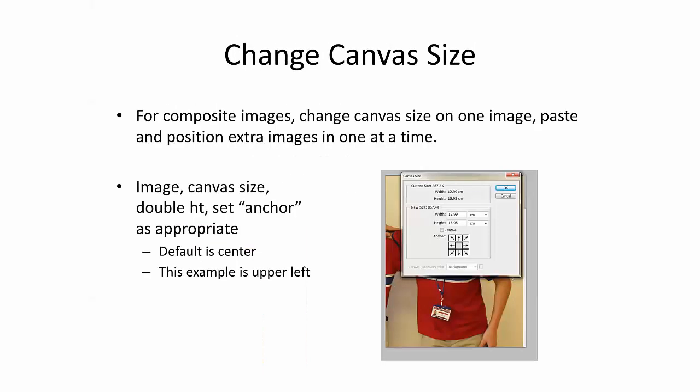Change canvas sizes. For composite images, change the canvas size on one image. Paste and position extra images in one at a time. Image, Canvas Size. Set the anchor as appropriate. The default is center. This example is upper left.